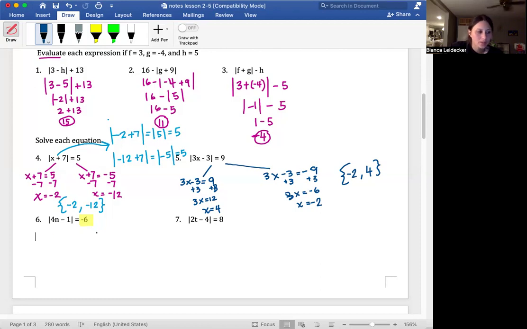Absolute value cannot be negative. So you could explain it like: absolute value cannot be negative.